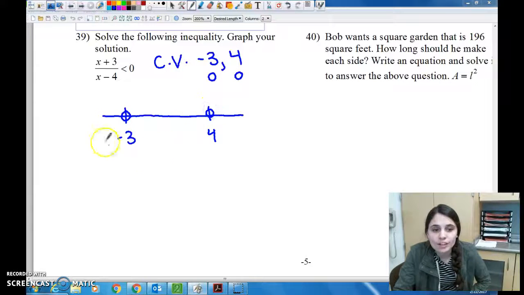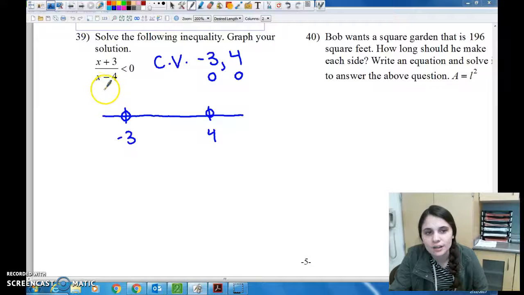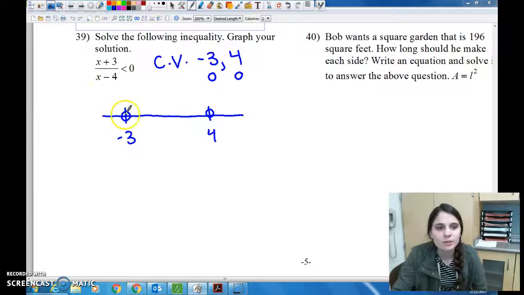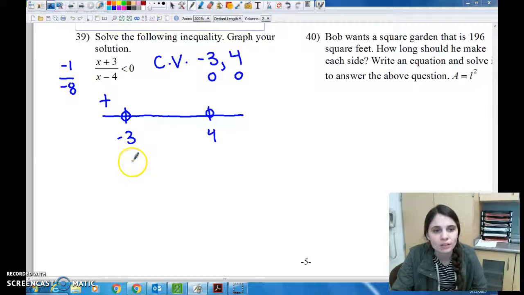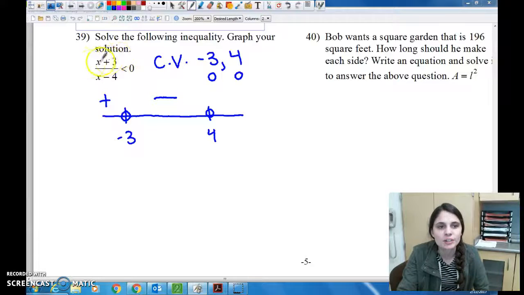In order to figure out which way my arrows go, I've got to plug in a number from each of these intervals. If I plug in a number less than -3, I'll try -4. -4 plus 3 is a -1. -4 minus 4 is a -8. And that's a negative over a negative, which is positive. So the numbers in this interval are positive. Then I do the same thing. I pick a number in here, and I'll pick 0, because that's an easy number to do. So 0 plus 3 is 3. 0 minus 4 is a -4. 3 over a -4 is a negative number. And then one more time with a number from over here. 5 plus 3 is 8, and 5 minus 4 is 1, and that's a positive number.